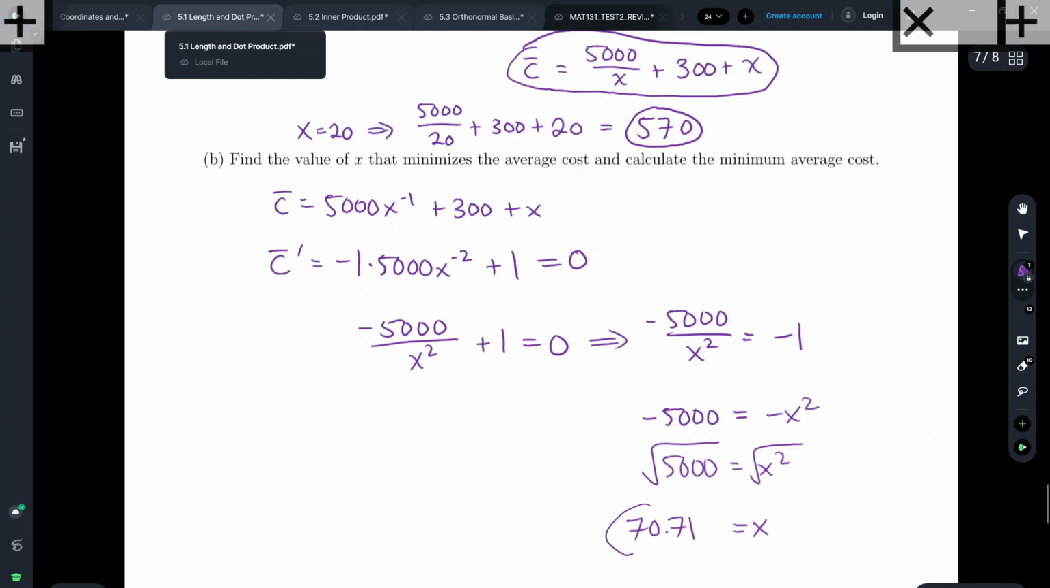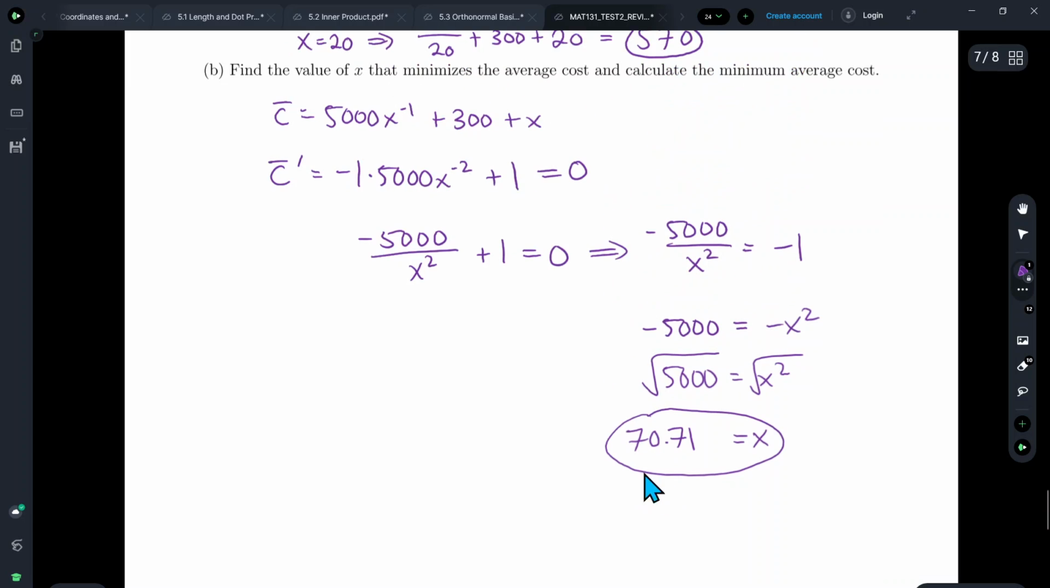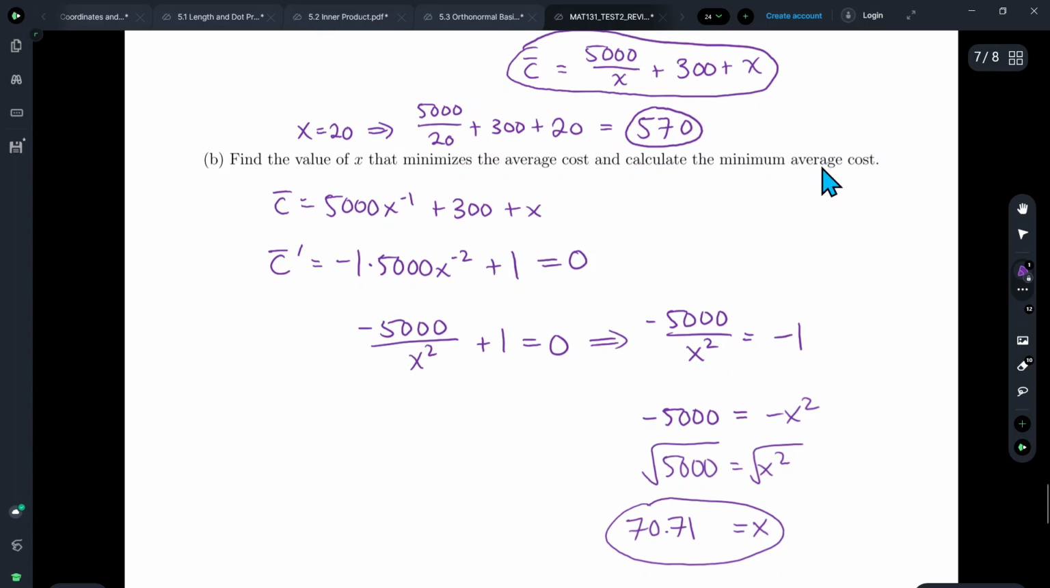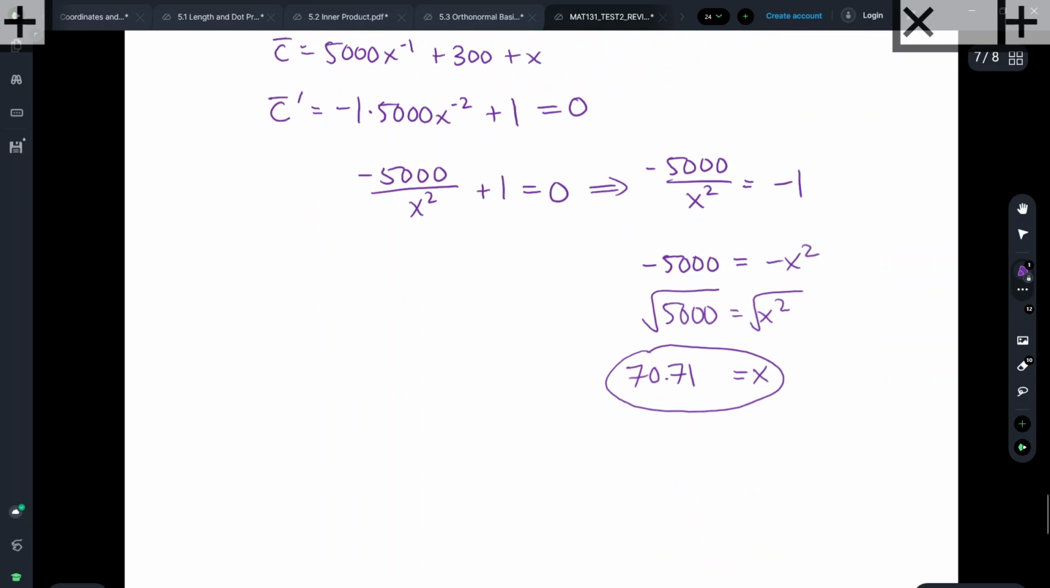Okay, so again, x is the number of units produced. So if you produce about 70.71 units, that will minimize the average cost. But if I want to calculate the actual minimum average cost, I need to take this x and plug it back into the function. So let's calculate that.